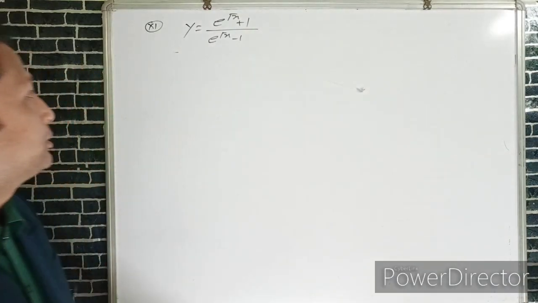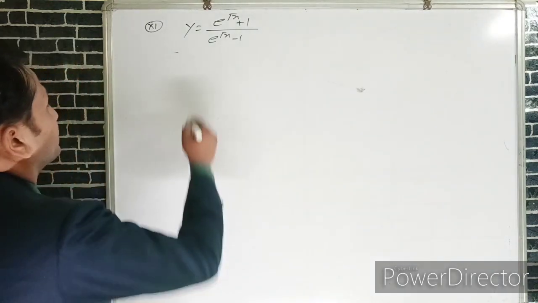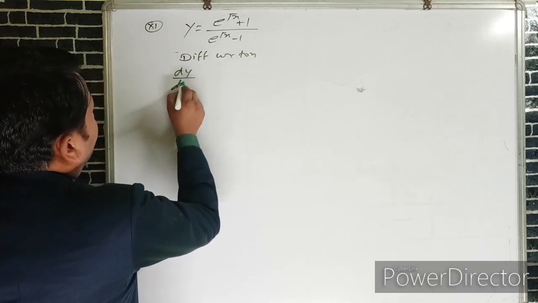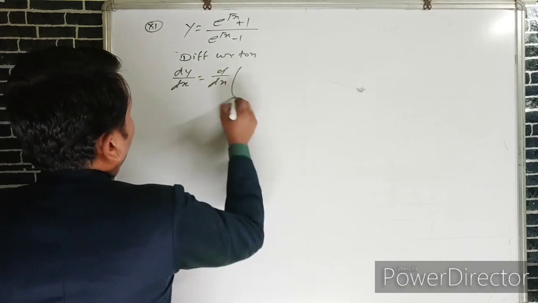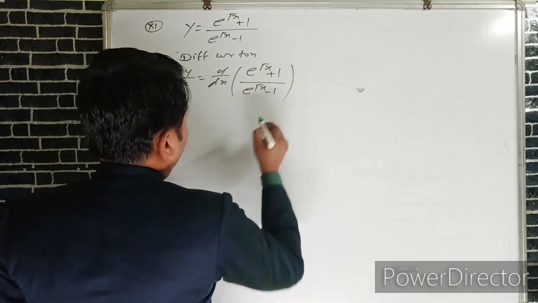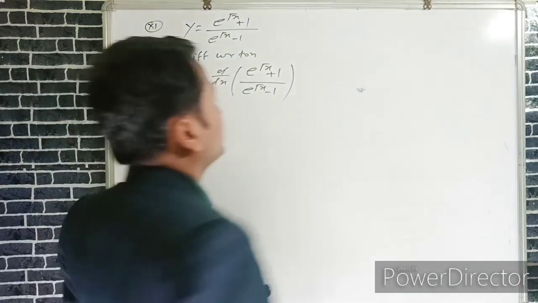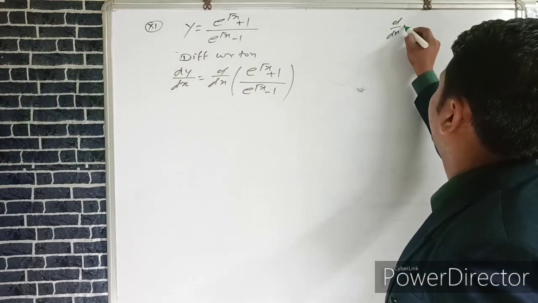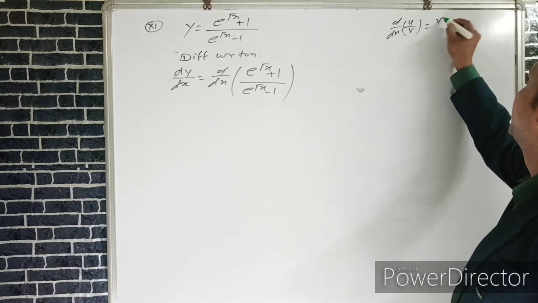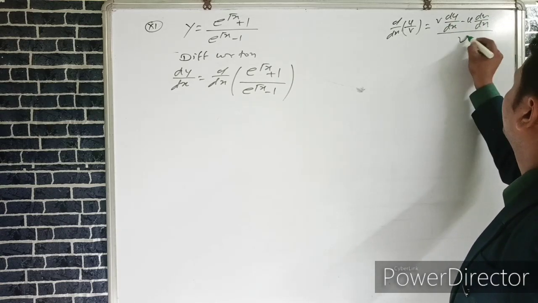Next example number 11, y is equals to e to the power root x plus 1 upon e to the power root x minus 1. If we differentiate the given function with respect to x, then the derivative of y is dy by dx into again a derivative of e to the power root x plus 1 upon e to the power root x minus 1. The given function is in the quotient form. Hence we can apply here the derivative of u upon v. And we know that the derivative of u upon v is v into du upon dx minus u into dv upon dx upon v square.